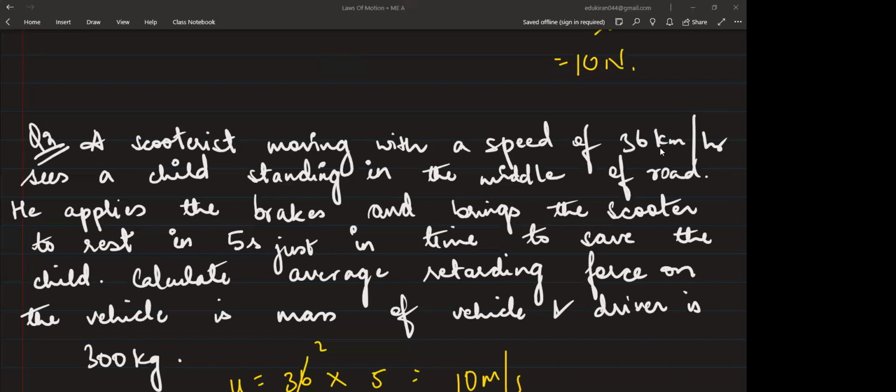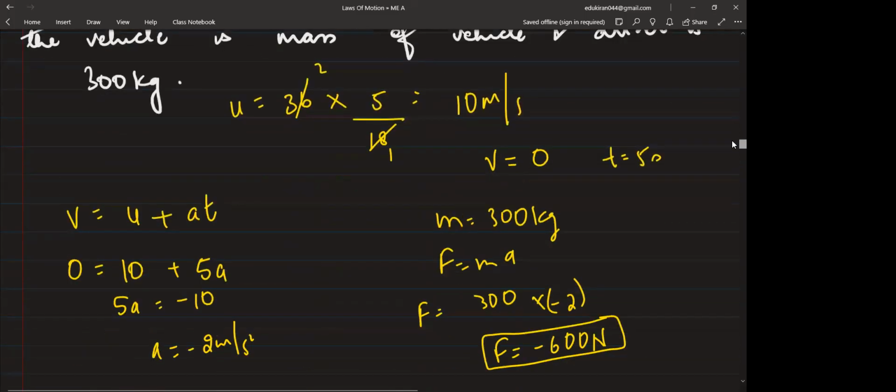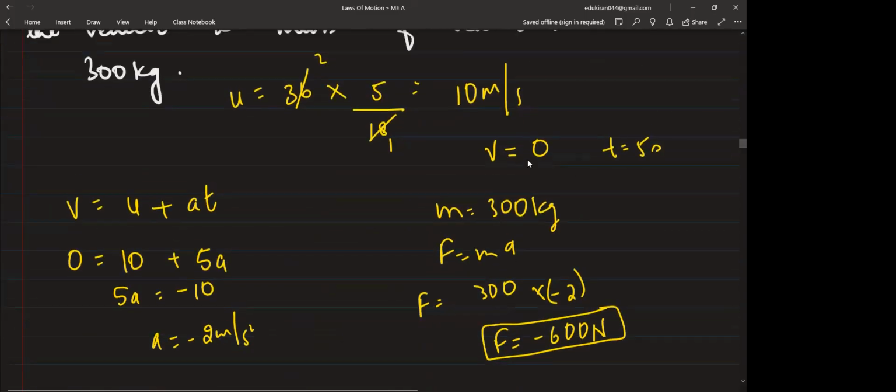Firstly, you have to identify that this is given in kilometer per hour and your SI unit is meter per second. So you will automatically convert it into meter per second. So very easy question. It looks lengthy, but the steps are very, very easy. So U is equal to 36 into 5 by 18. Always multiply any number with 5 by 18 to get it in meter per second. So you get 10 meter per second.